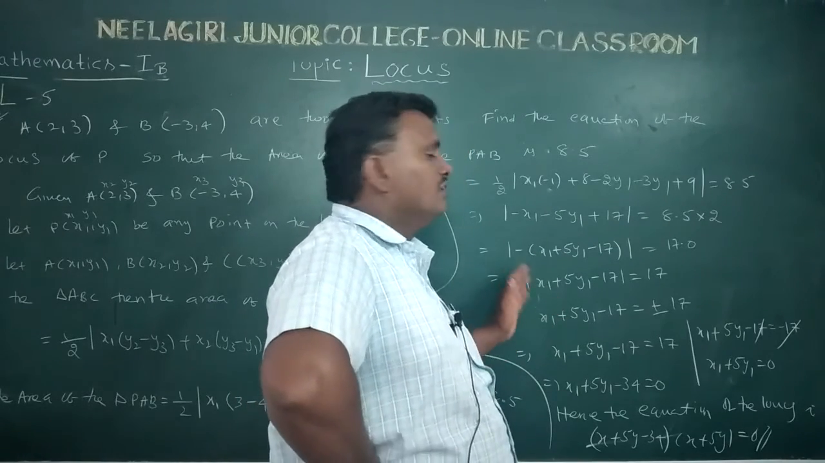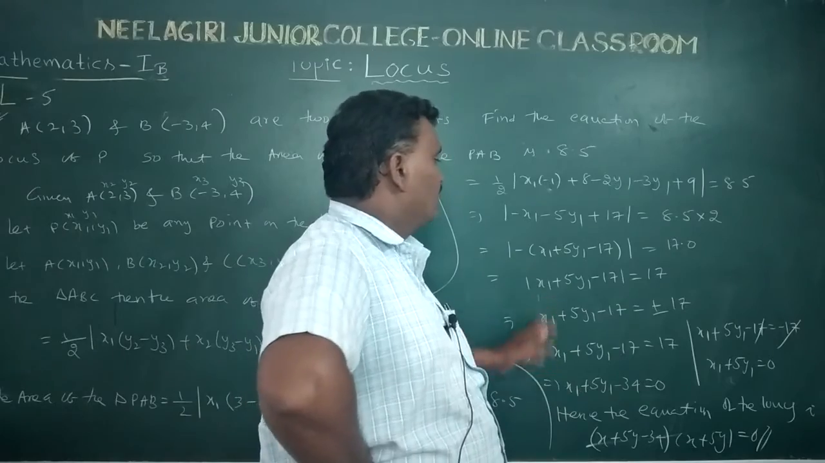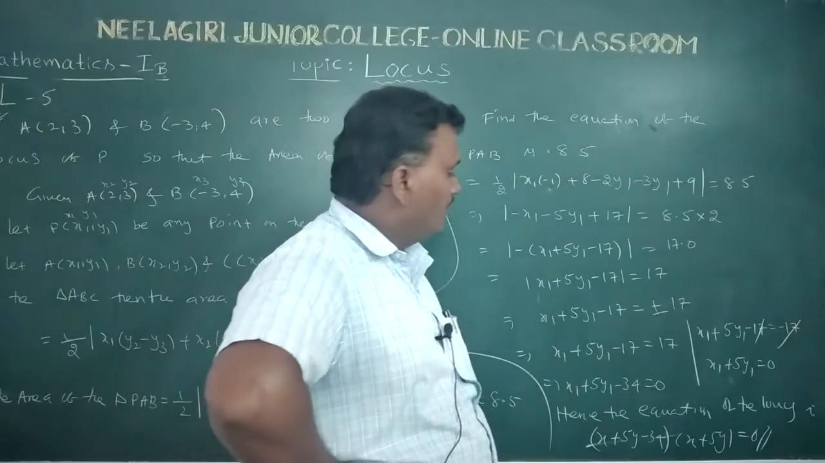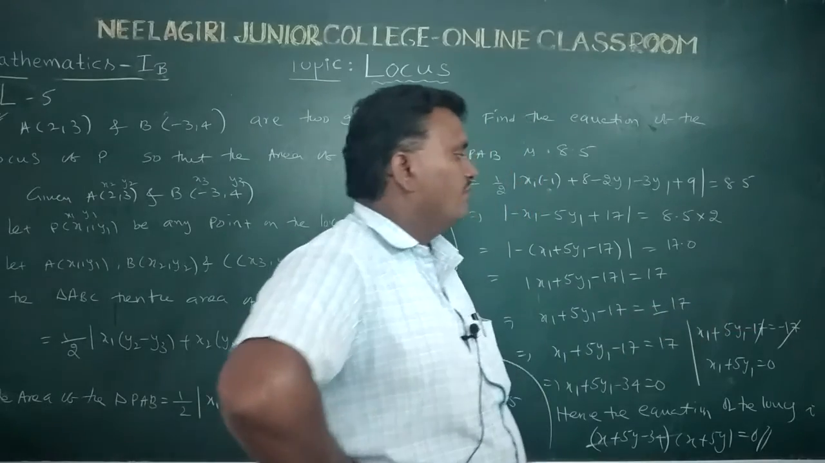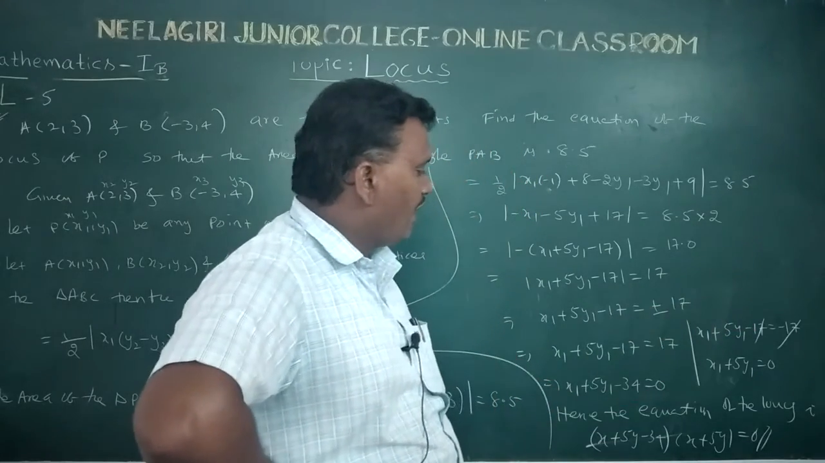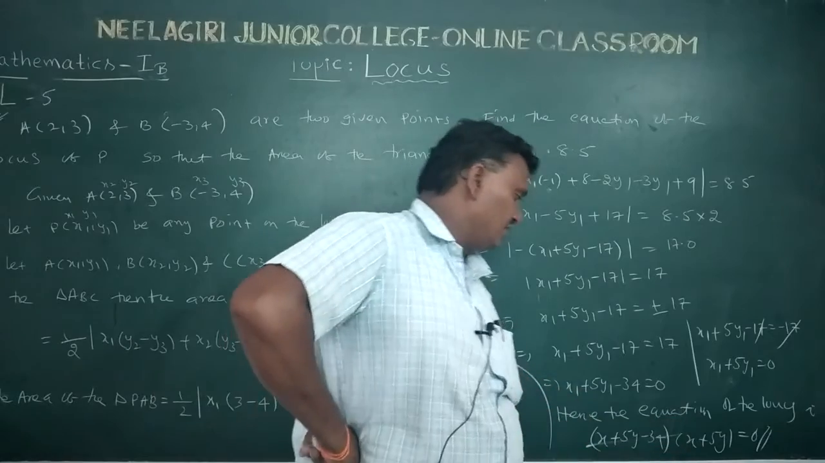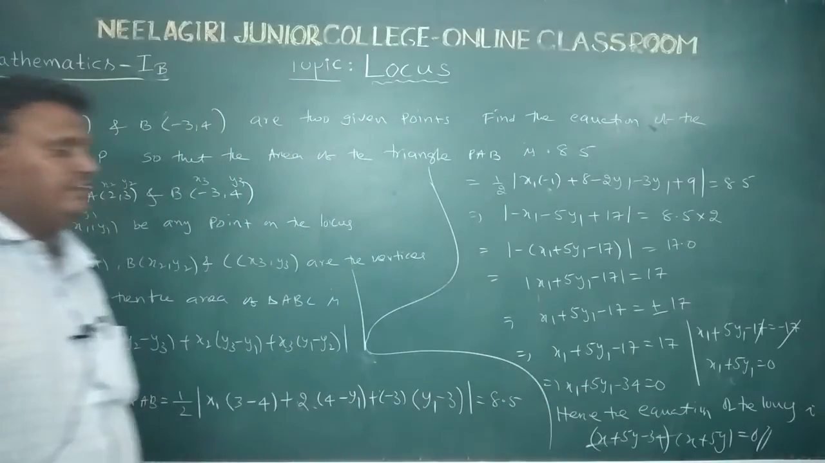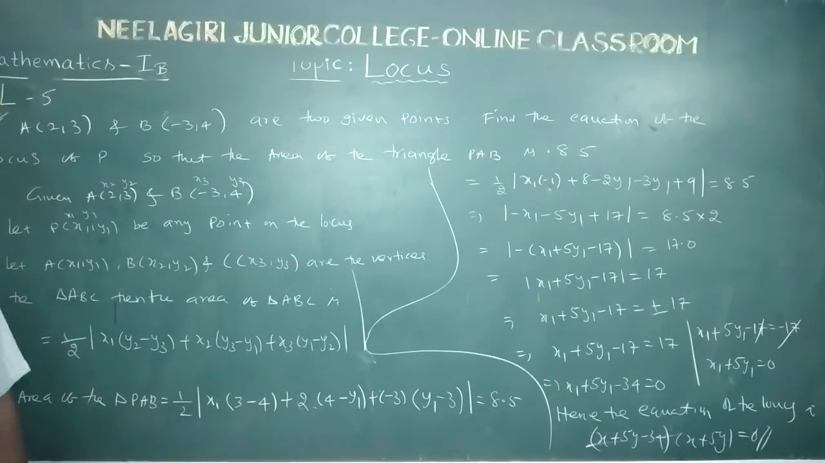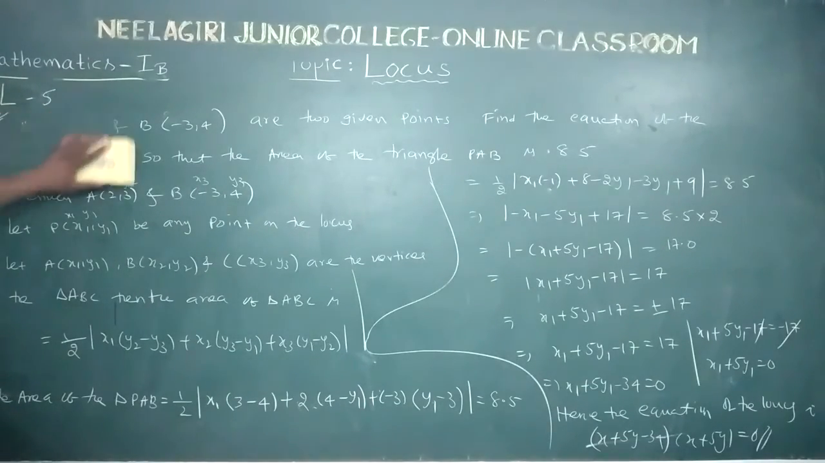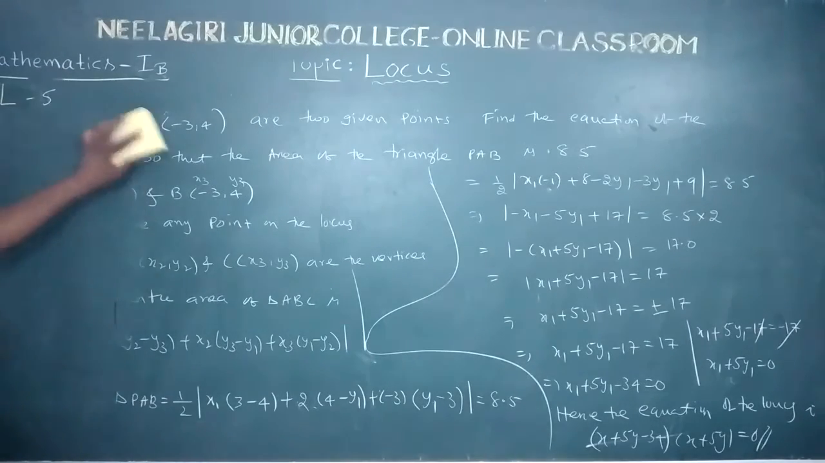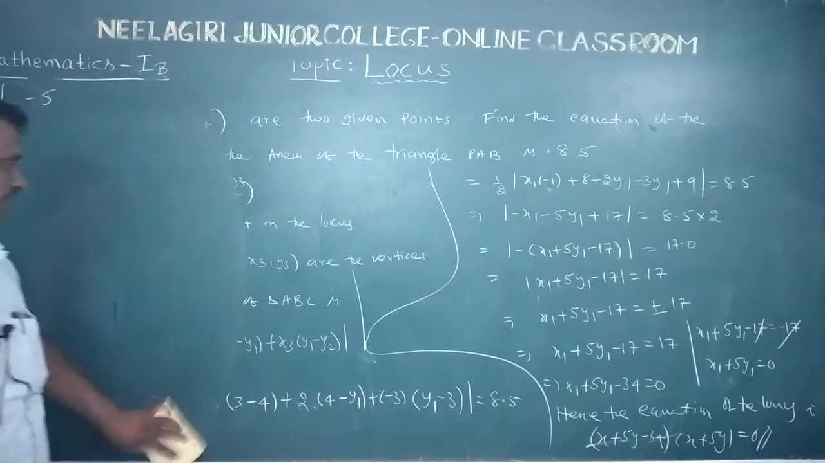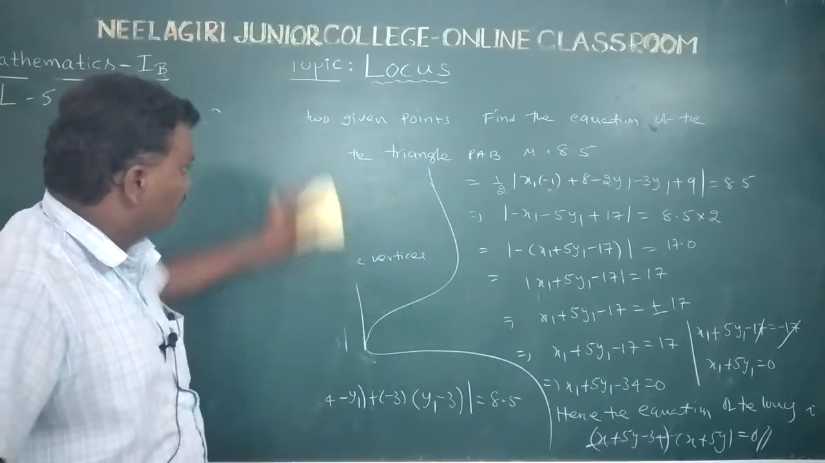17. Mod is the plus or minus. Take the plus on one side, minus on the other side. Minus 17 cancels, hence the equation of the locus is (x plus 5y minus 34) into (x plus 5y) is equal to 0. This is the important problem for 4 marks in the locus. Next question.